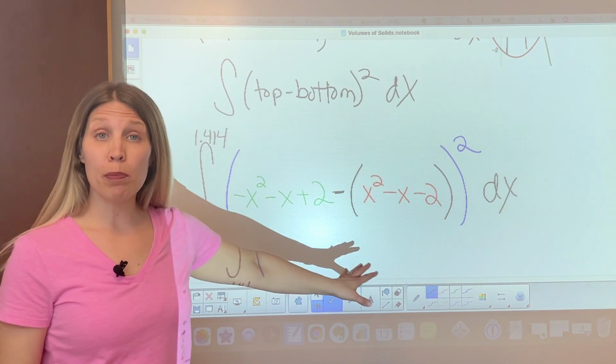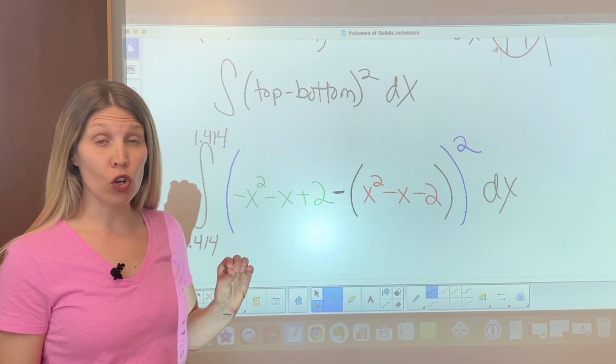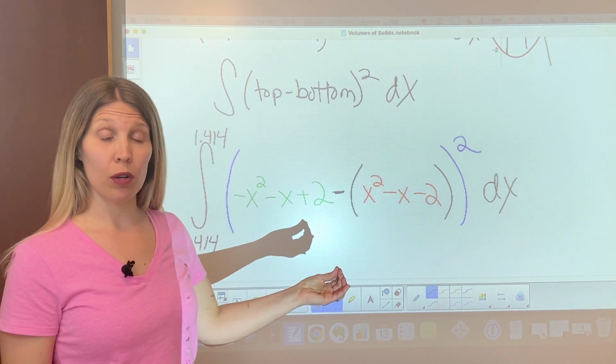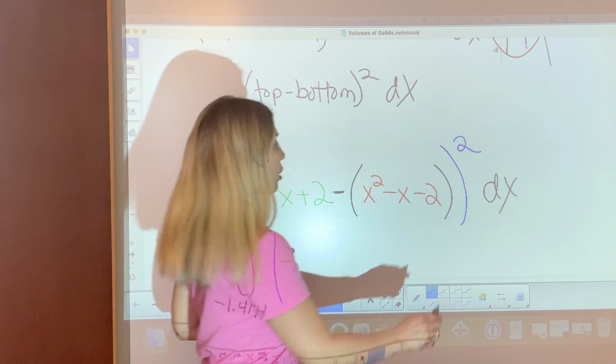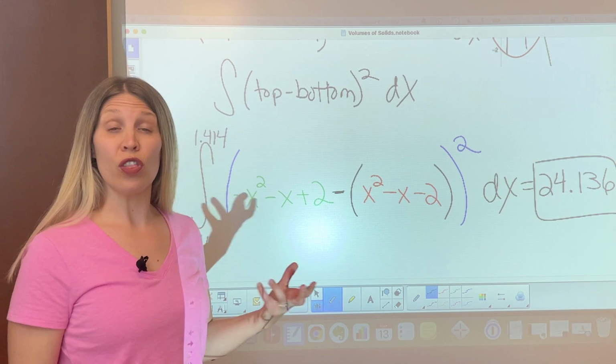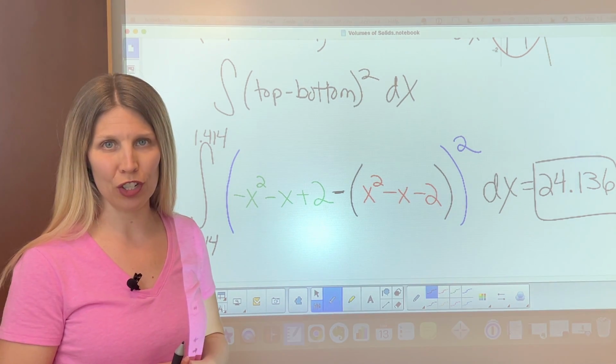So you can go ahead and put this function right into your y equals. Make sure you are very careful with your parentheses and with the squared. When you put this in your calculator, you should get 24.136 for your final answer. This gives you the volume created by a square between those two functions.